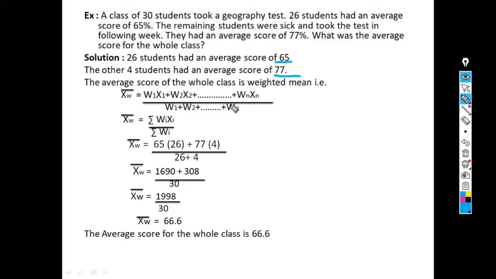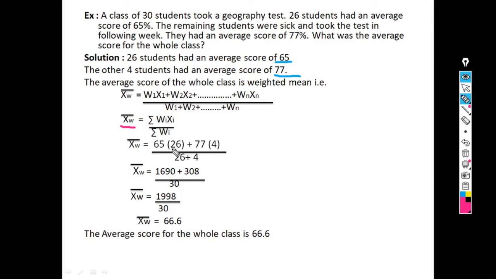Here we calculate the weighted arithmetic mean instead of the simple arithmetic mean because 26 students attended the test at the time of the exam and the remaining 4 students attended after some time. So the weighted arithmetic mean is calculated. The formula for weighted arithmetic mean is xw bar is equal to summation of wi xi divided by summation of wi.